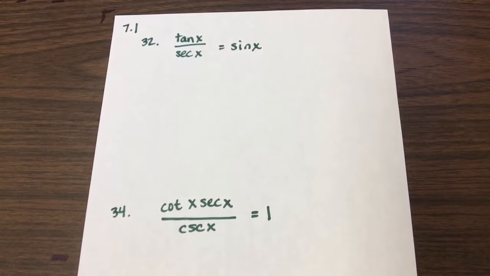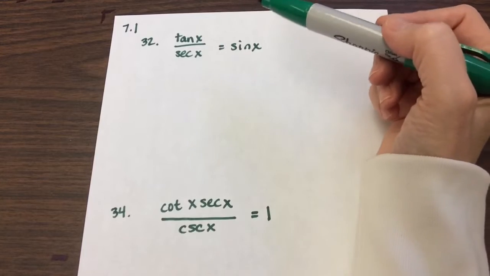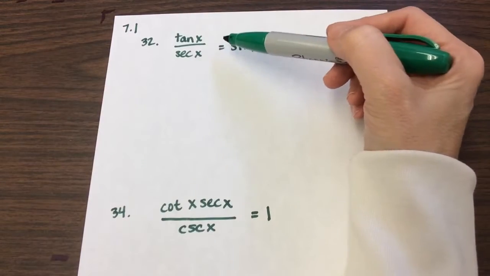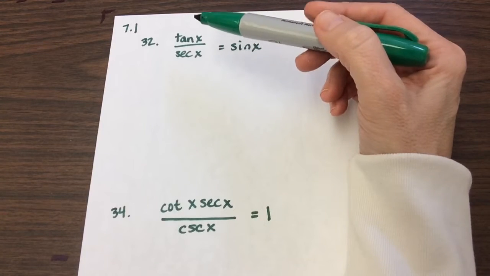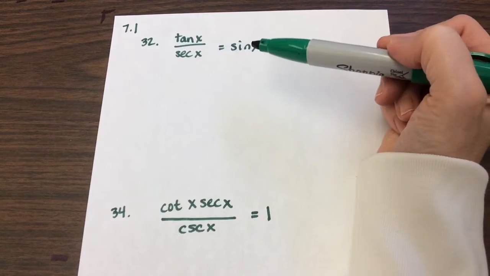Alright, I'm just going to continue. The difference between the problems that I did in that earlier video and the problems that we're about to do now is we've got this left side equals this right side. So we're not just simplifying, we want to prove the identity. We want to show that this left side equals this right side.